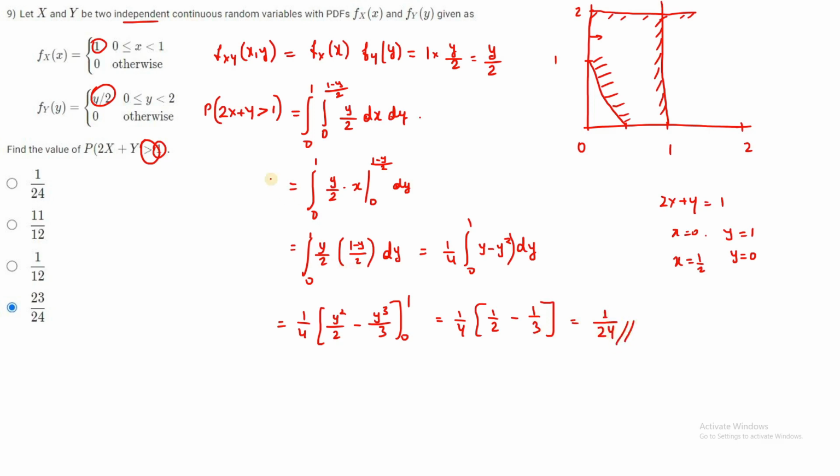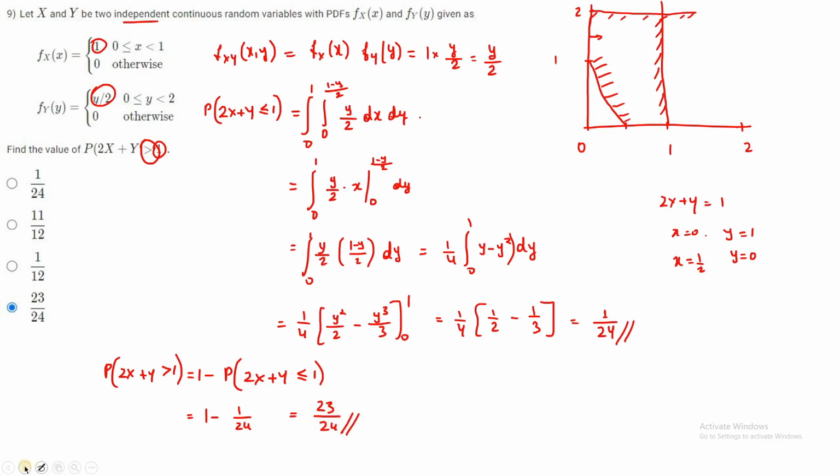I'm sorry, this is not greater than 1, this is less than or equal to 1. This particular region is the probability, the area of this particular region is this guy. So how to find out the probability of 2x plus y greater than 1? It is nothing but 1 minus probability of 2x plus y less than or equal to 1. So that is nothing but 1 minus 1 by 24, which is nothing but 23 by 24.